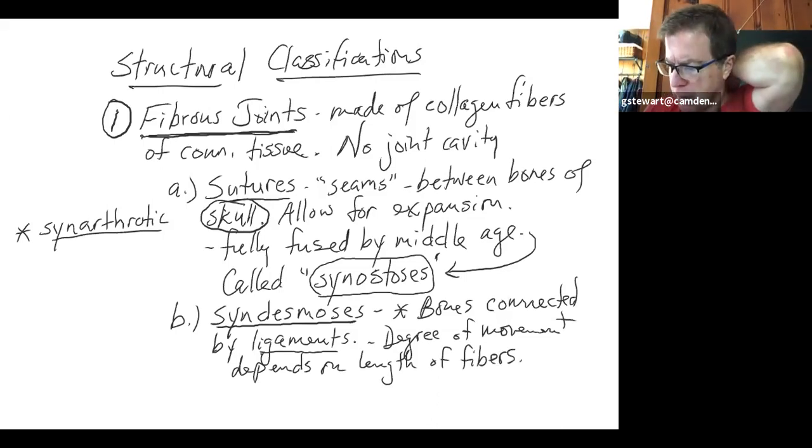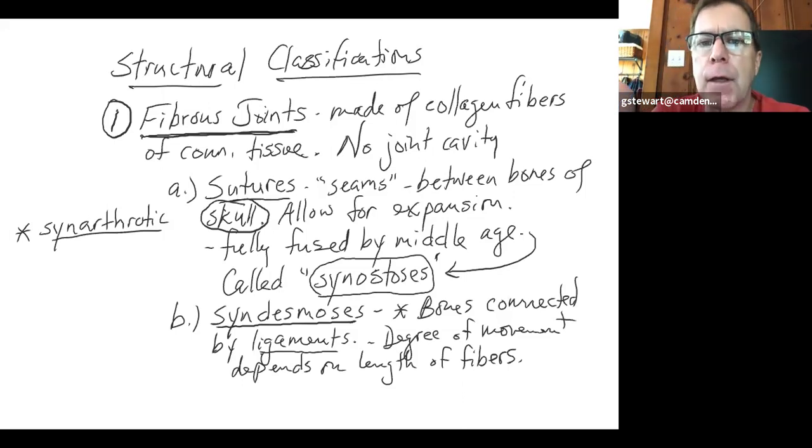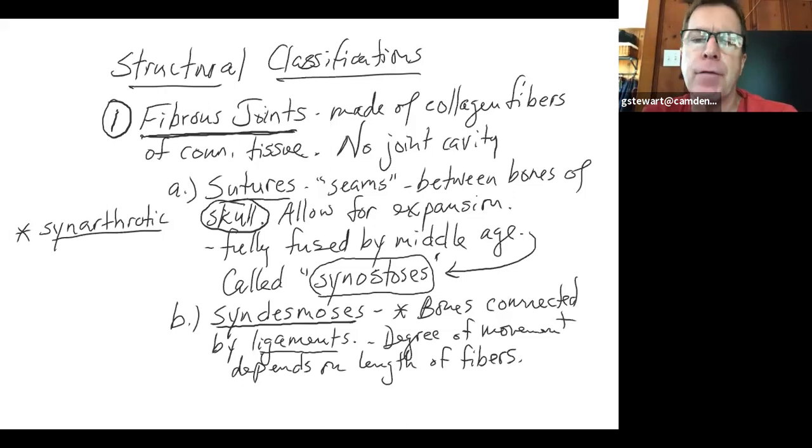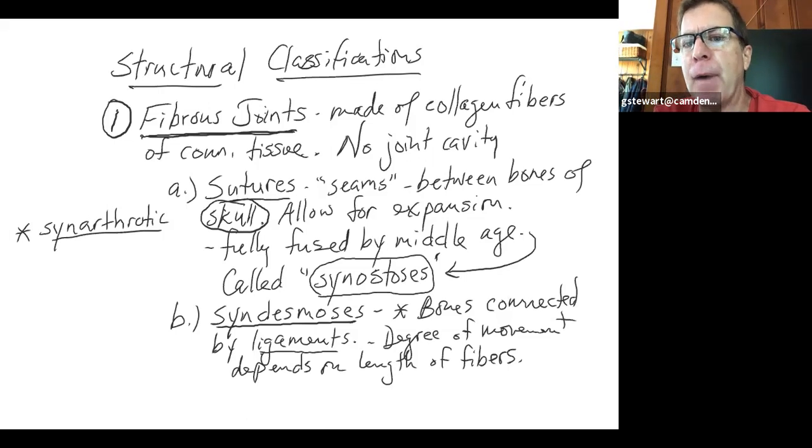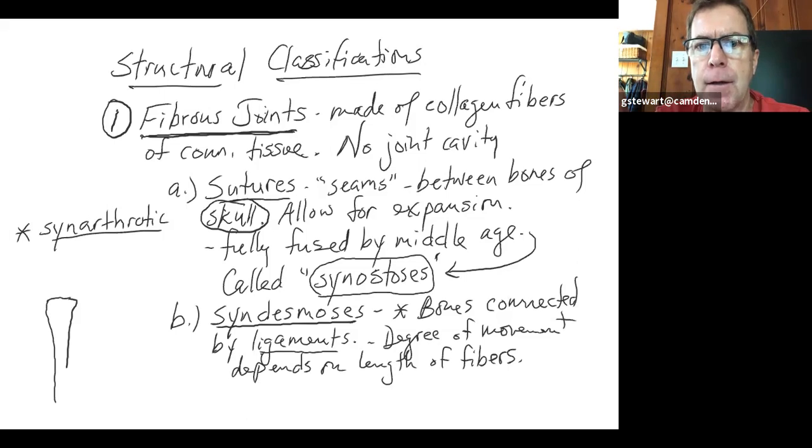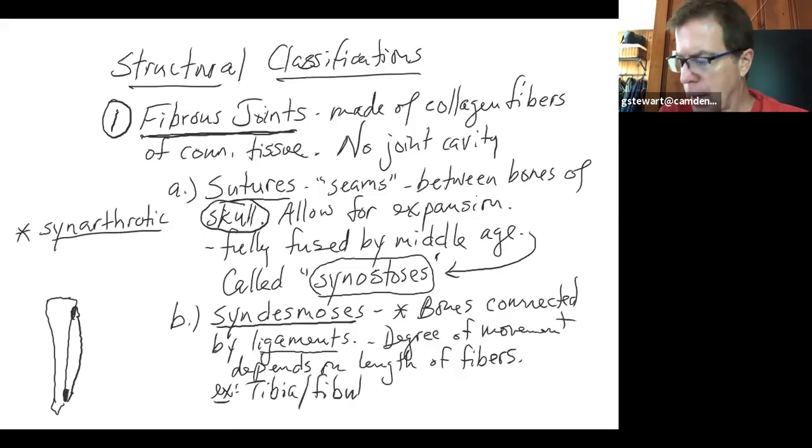So examples of these syndesmoses would be, in our lower leg, below your knee, you have two bones, the tibia and the fibula. They're actually connected to each other by ligaments. So I'm going to draw a tibia. It's kind of T-shaped, like this, if this is somebody's left leg. And then a fibula is connected to it here and here. Right at these connection points would be a syndesmosis. So let's just write example, tibia fibula connection.